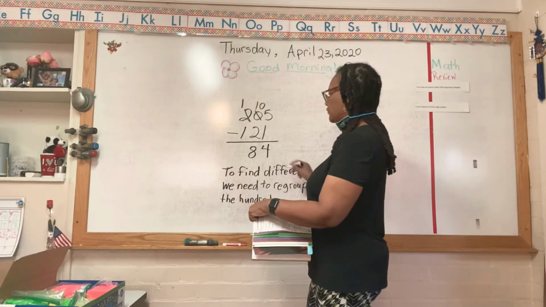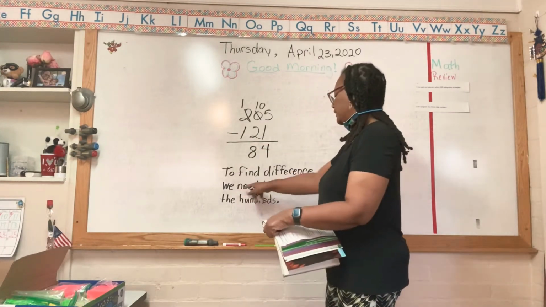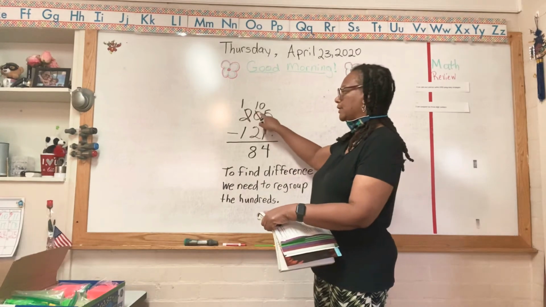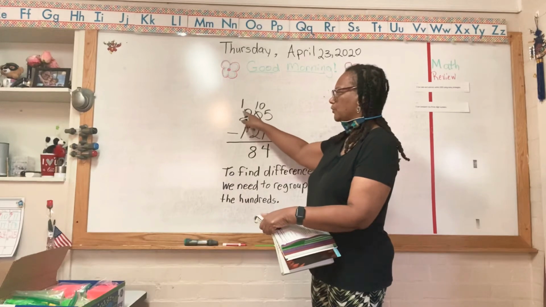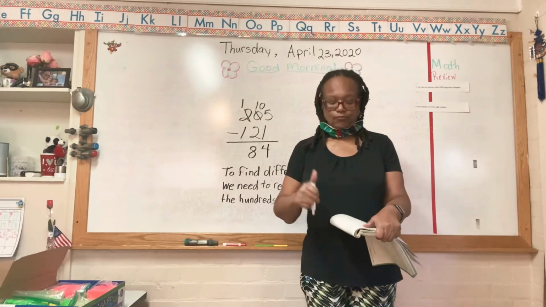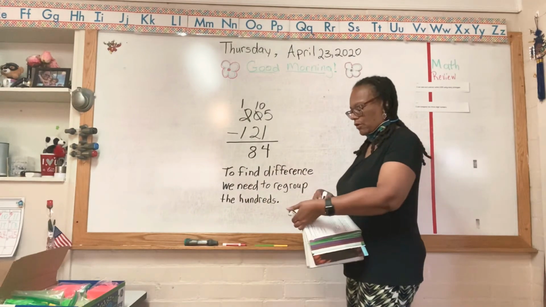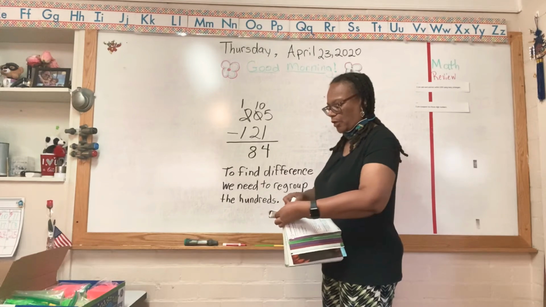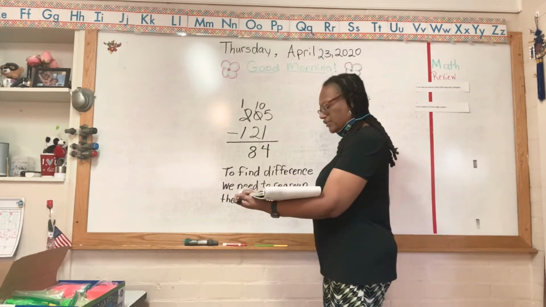To find the difference, which is another word for subtracting, we need to regroup, which is what we did right here. We regrouped the hundreds. We took this 100 and regrouped it into tens. Get it, got it good? All right. You can write that, or you might need to pause the video because I don't want to make it too long. I'm going on to the next page.